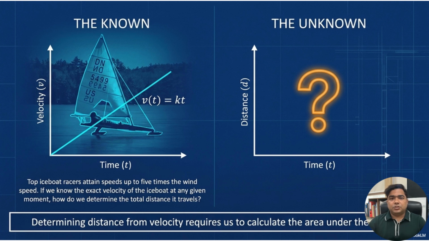But in real situations, velocity may not stay constant. It can increase, decrease, or change continuously. So instead of using one rectangle, we divide the time interval into many tiny time parts. For each small time part, we calculate a small distance. Then we add all those small distances together. Graphically, this total distance is represented by the area under the velocity curve. Therefore, the main message of this slide is: to determine distance from velocity, we calculate the area under the curve. This is the starting point of integration.